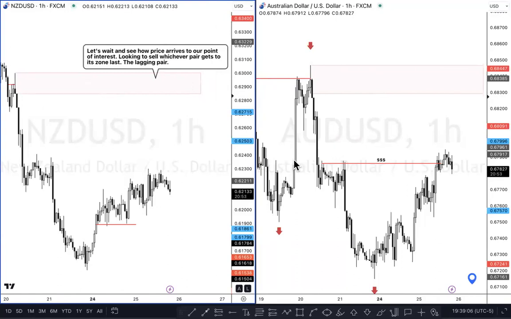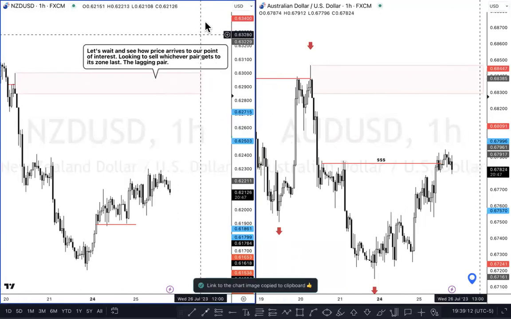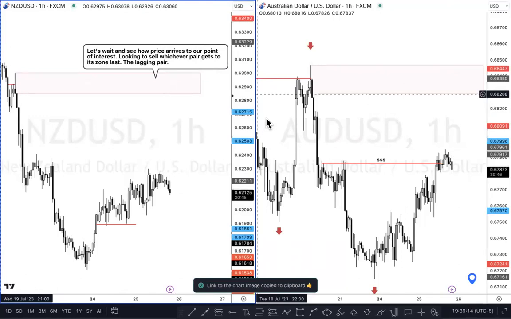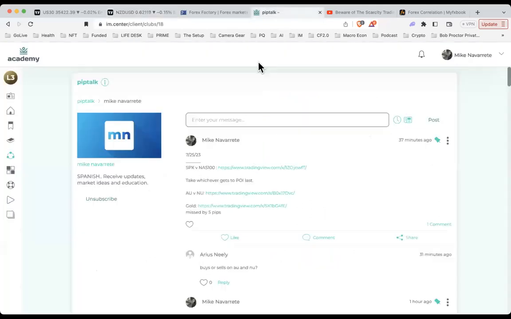All right, for sure. How do I do what? So here's AU and NZD/USD. Now what I'm going to do is some quick updates here. I'm going to post these on my Pip Talk. So let's see here. Today's the 25th, yeah?